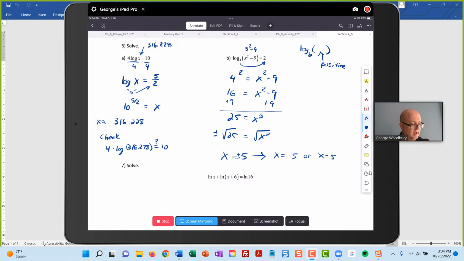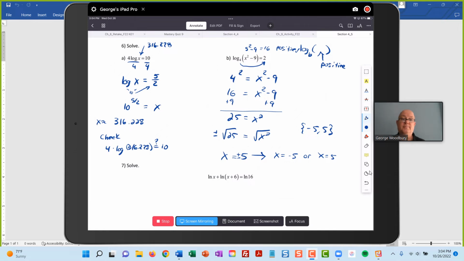5 squared minus 9 is 25 minus 9, or 16. That is positive, so we're good there. Negative 5 would be the same thing, because negative 5 squared is also 25. So both of these check, and these are both solutions.